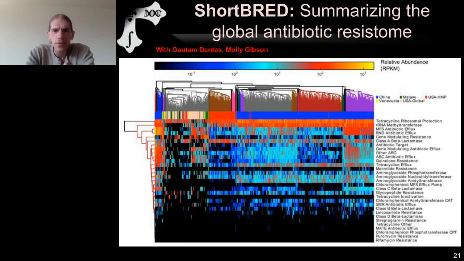This is an example of shortbread profiling that we did with Gautam Dantas' lab and his student Molly Gibson at Washington University, combining 3 different gut metagenome cohorts from the HMP, the global gut survey carried out by Jeff Gordon's lab, and the survey of type 2 diabetes subjects in Chinese gut metagenomes, identifying antibiotic resistance sequences from the ARDB, or antibiotic resistance database in this case.